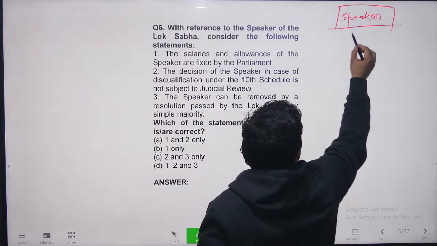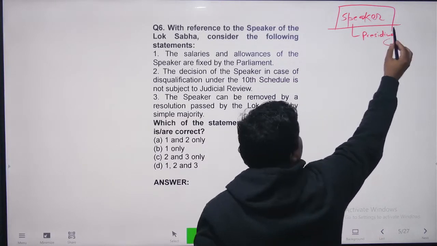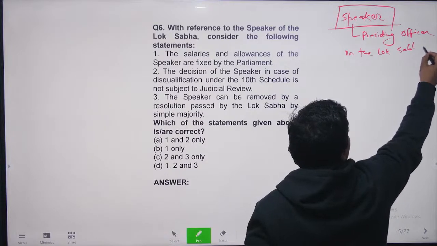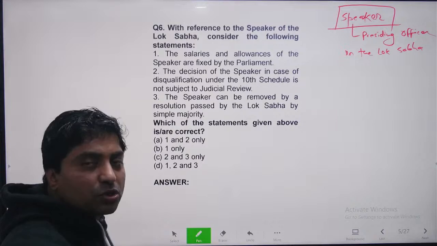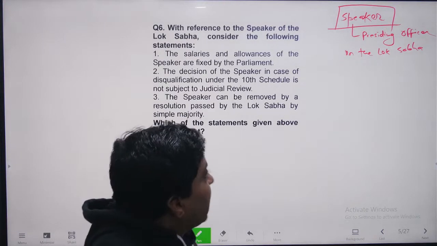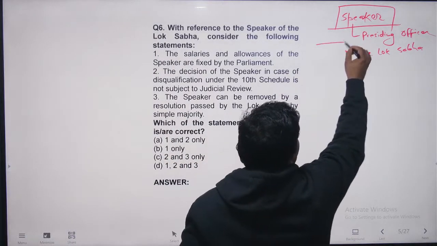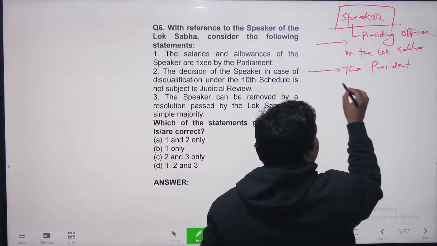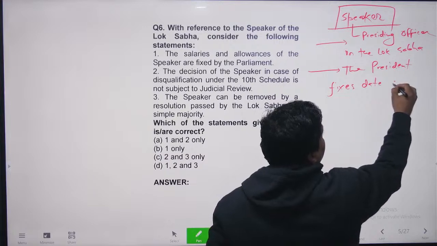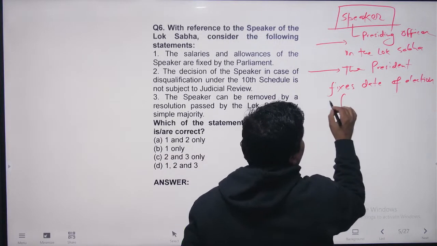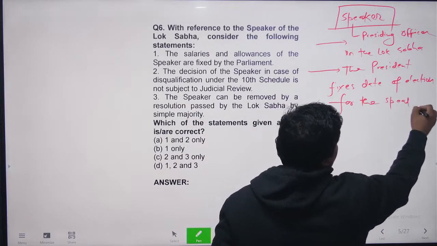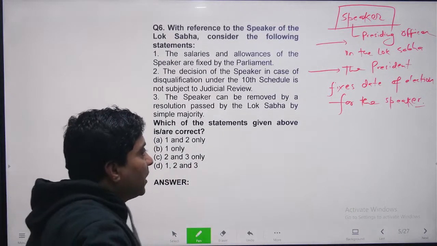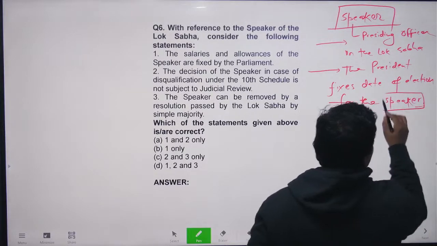Now look at a speaker. A speaker is the presiding officer in the Lok Sabha. First you should understand, a speaker is the presiding officer of the Lok Sabha. He is like the boss in the Lok Sabha. And the president fixes the date of election for the speaker, right? Generally the president fixes the first day, on which the speaker shall be elected. Let me tell you, if the president does not fix the date, the speaker cannot be elected.